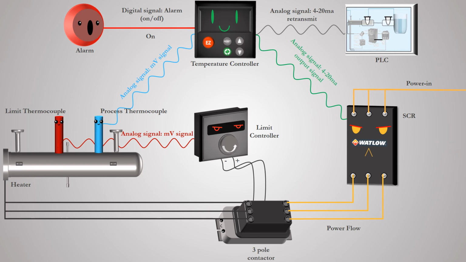In our next example, we're going to take an application and we're going to list out what are the inputs and what are the outputs. Are they digital or are they analog? And we'll go from there.